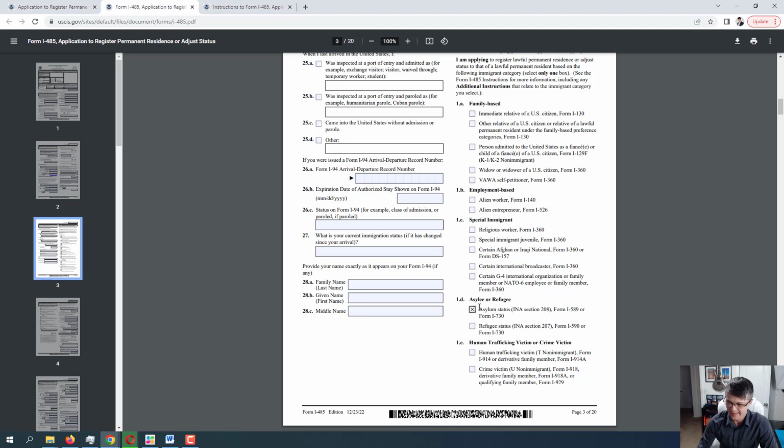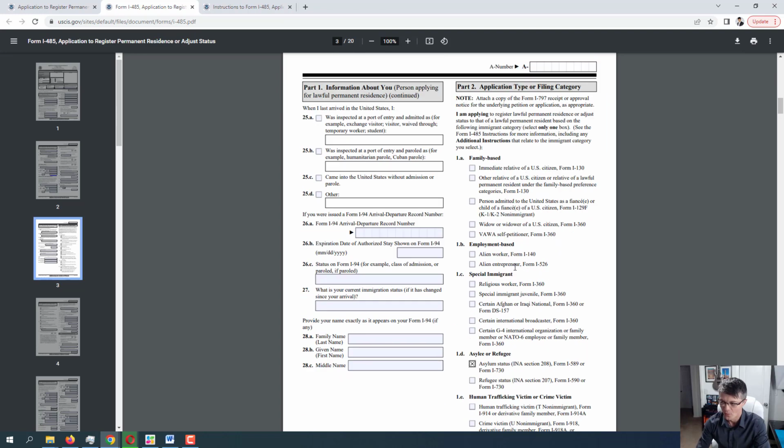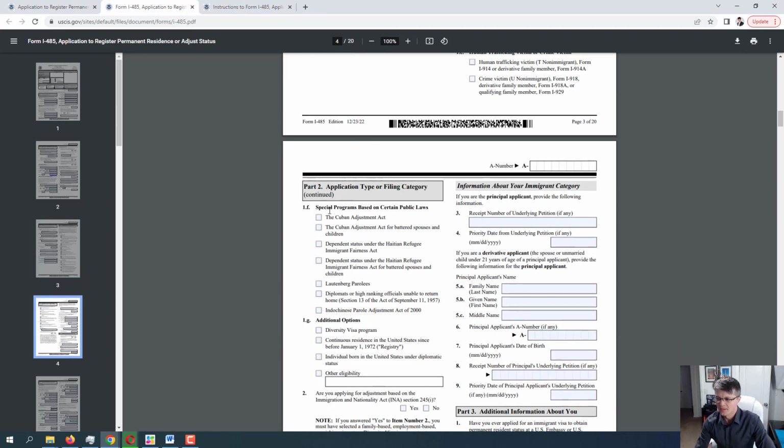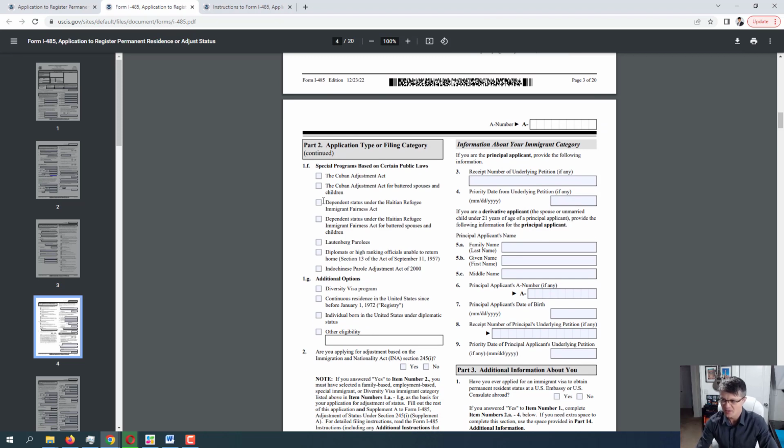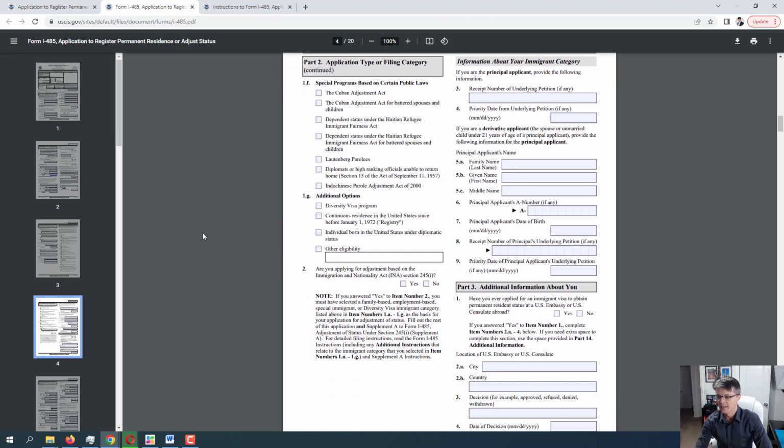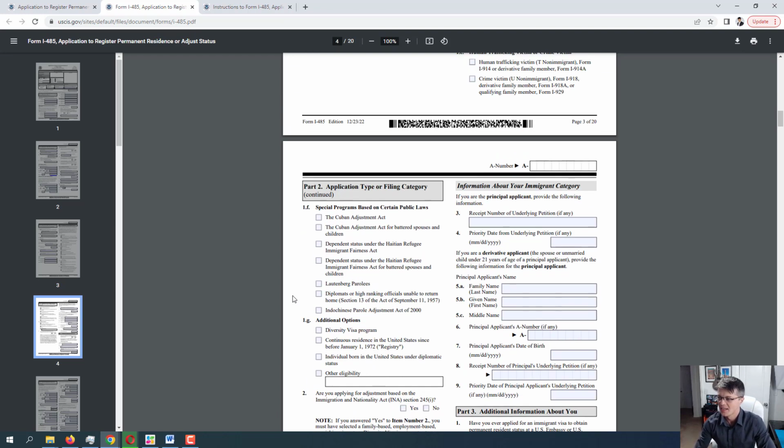Okay, so that's clear. This is what we are selecting in our example, but for you it's going to be whatever it is, one of these. There are a few other ones. There are special programs based on certain public laws, so there's Cuban adjustment status, a few other Lautenberg parolees. Again, that's you deciding which eligibility category you fall under. Why are you filing this? Why are you eligible for adjustment of status to permanent resident? And there are a few other ones like the diversity visa program, the DV lottery. If you have never heard about the DV lottery, I've done a video on it. Check it out. Quite interesting stuff.